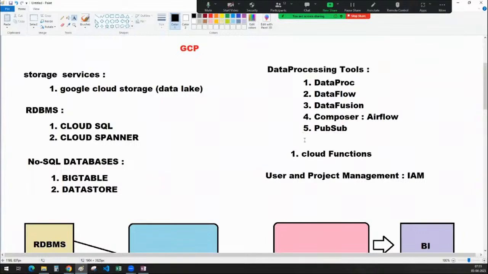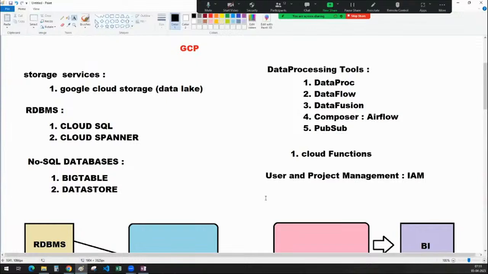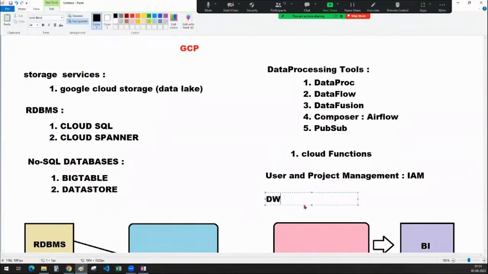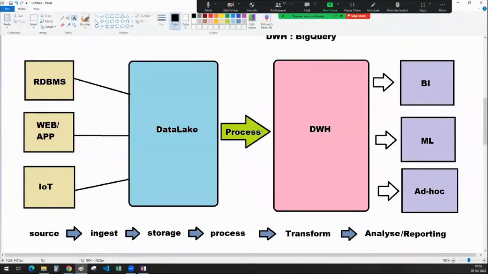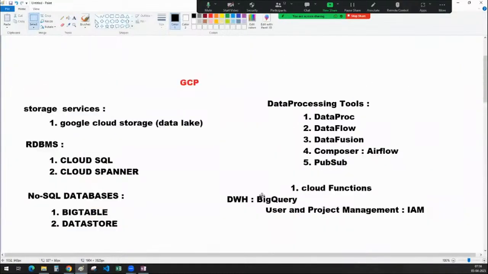Sorry guys, I actually forgot a very important tool, that is BigQuery. That is our data warehouse, right? That is not a data processing tool, that is a data warehouse tool. What is BigQuery, guys? BigQuery is a modern data warehouse. It acts as the data warehouse in GCP. So this is one more important thing that I forgot to mention earlier. This is a very important tool, sir, comparatively.